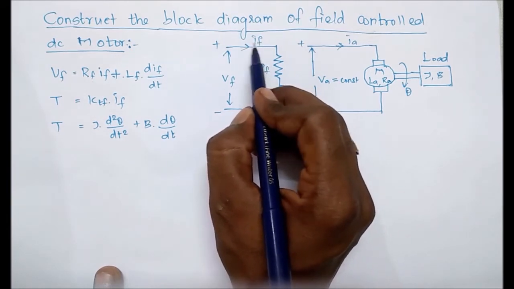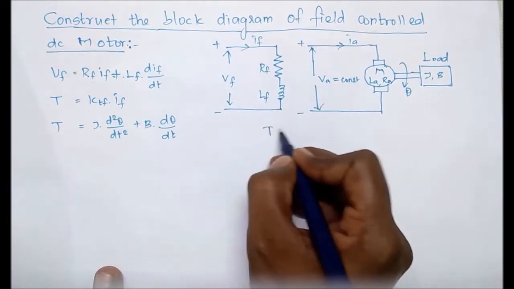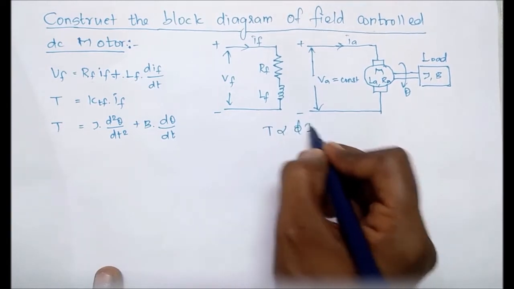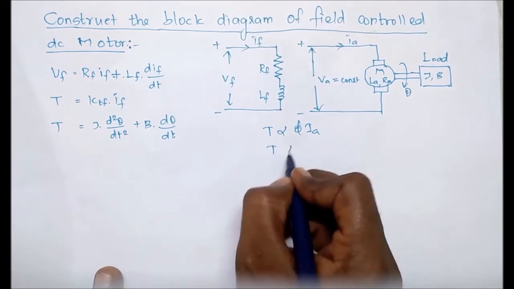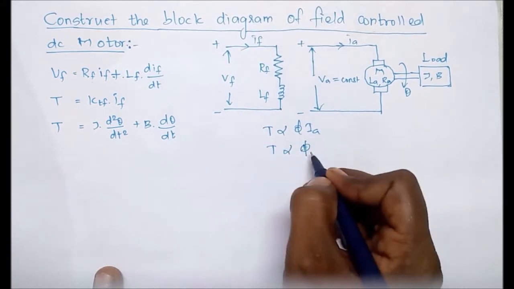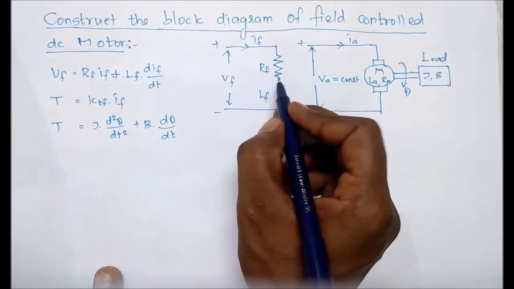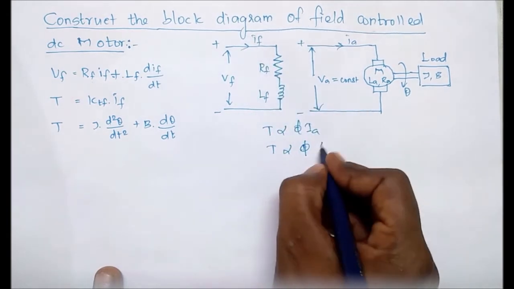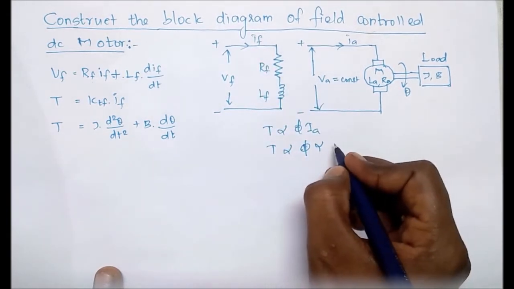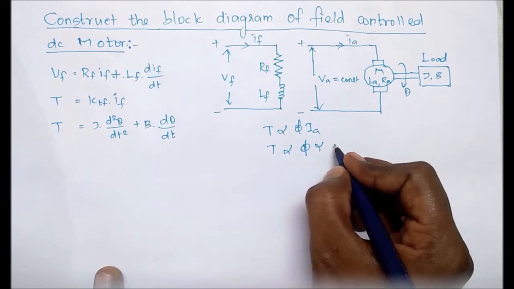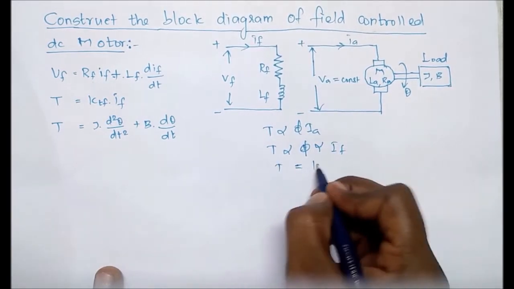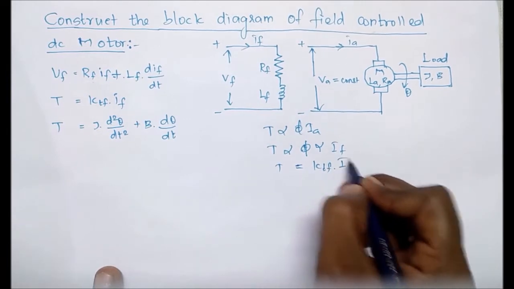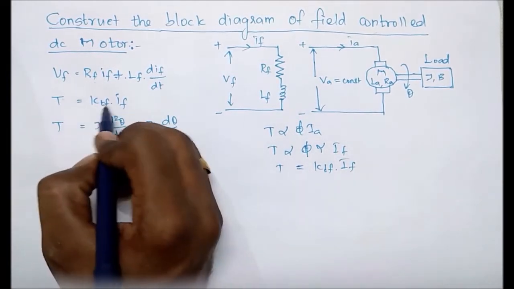Due to this current, torque is produced. We know torque is directly proportional to phi into Ia. Here the armature current is constant. Therefore, torque is directly proportional to phi alone. Here the flux is produced due to If alone. Therefore, torque is directly proportional to phi, and so to If. Therefore, torque equals KTF into If.